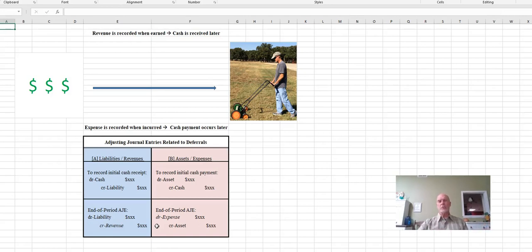These situations where the money changes hands first and later the activity happens, we call these deferrals. In other words, when the money is being paid, we don't record the income effect yet. We defer or put off recording the income effect until the activity happens. So we call these deferrals. You don't need to know that word, I'm just telling you.